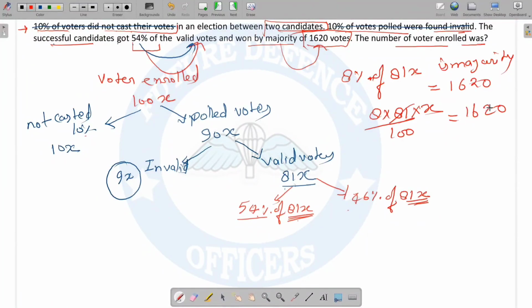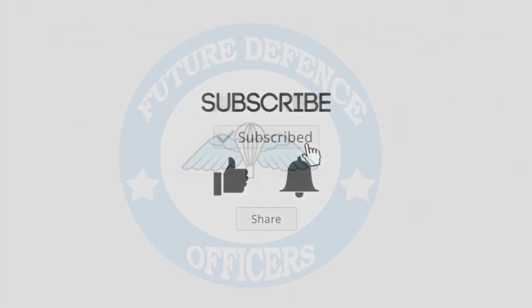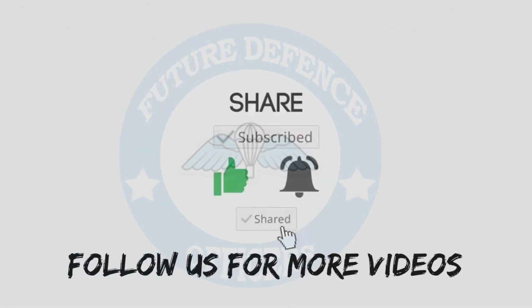This 81 will cancel out 1620, giving 20. Now x is equal to 20 into 20 divided by 8. 8 twos are 16, 8 fives are 40, so x is equal to 250. If x is 250, what are they asking? The number of voters enrolled. Enrolled voters were 100x, so our answer is 25,000.